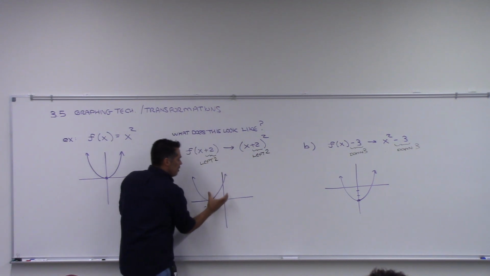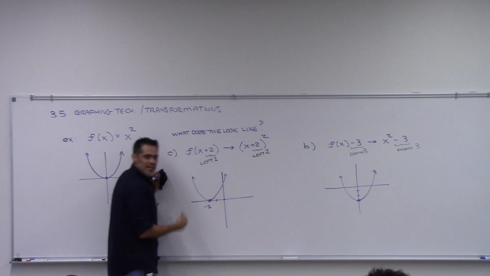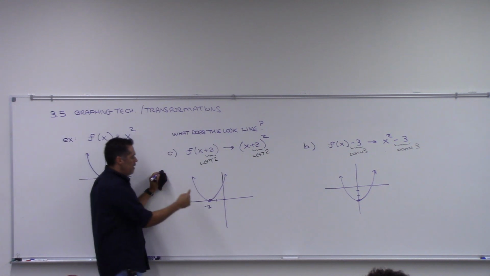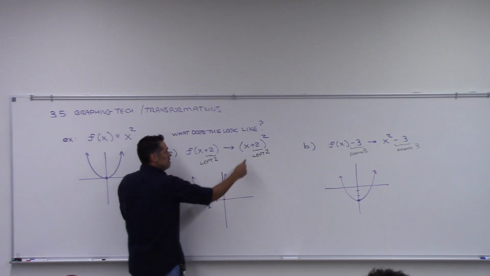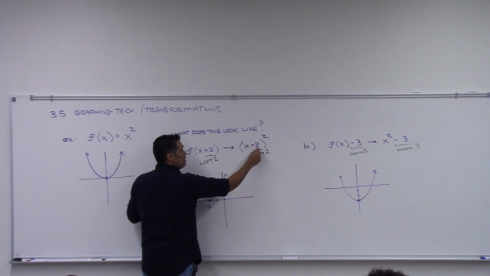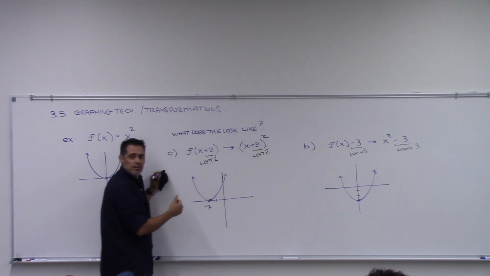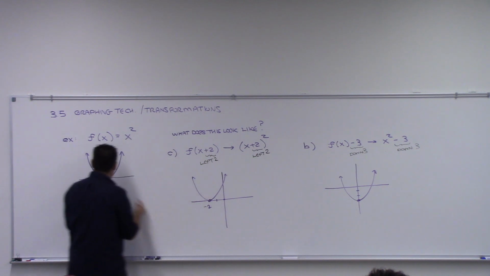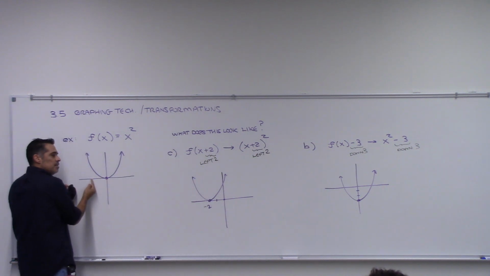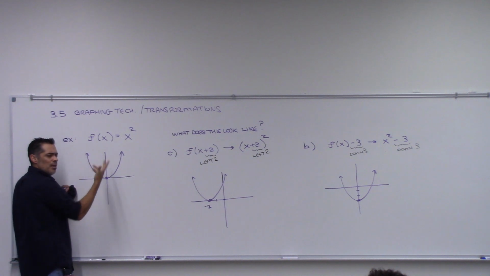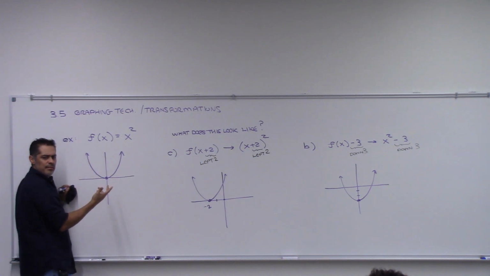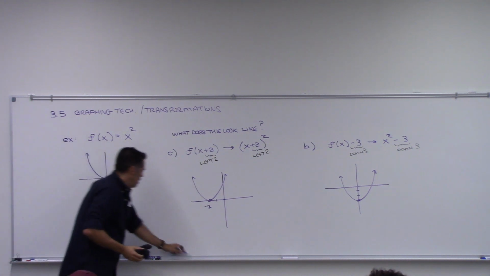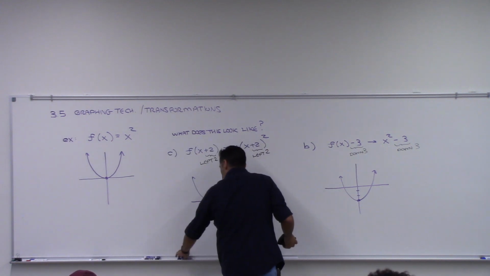Do you see it? At positive 2, you'd be way up there, not at 0. So if you thought that it was going to go to the right 2, do you see that it wouldn't work? But if you plug negative 2 in, what happens? Negative 2 plus 2 is 0, right? And 0 squared is 0. So what happened was this point that was here now moved to the left 2. Opposite of what it looks like it should do. Understand? Okay, what about this? What would this look like?